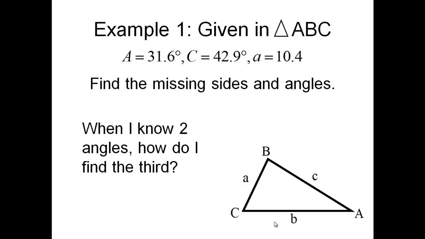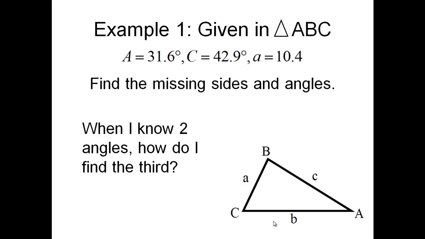When you know two angles, it's pretty easy to find the third angle. What do you have to do? Well, you know that all three angles in a triangle sum to 180 degrees. So if I tell you angle A and C, finding angle B is not that hard. Angle B is going to basically be 105.5.